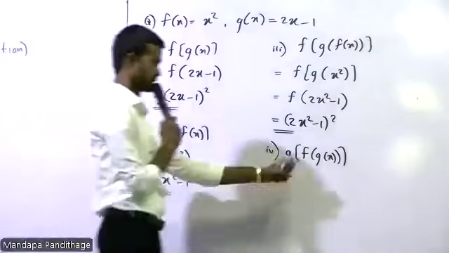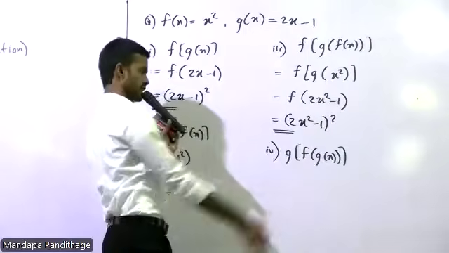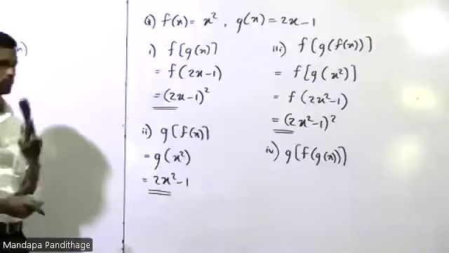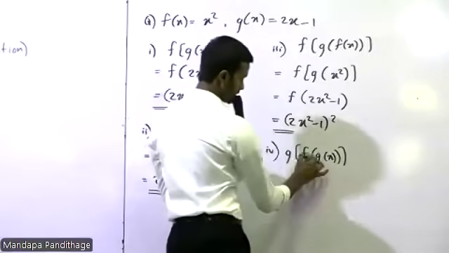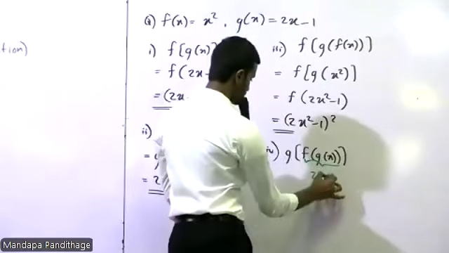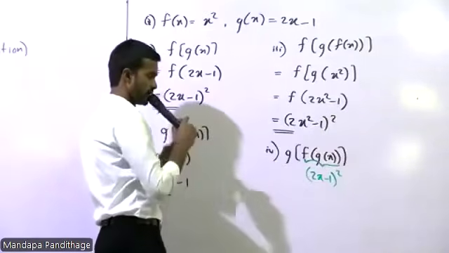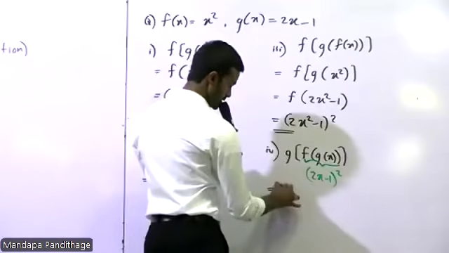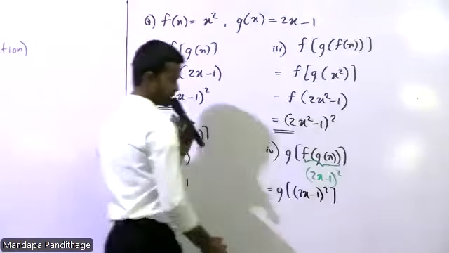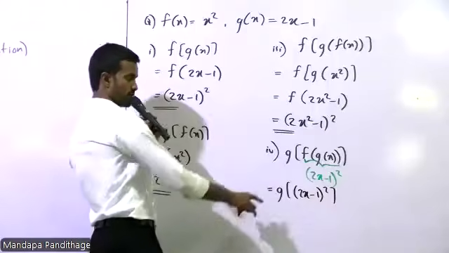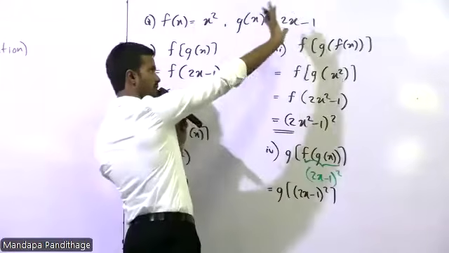I want you to do this one alone. You can directly take this answer, which is better since you have already taken f of g of x. So here you can directly import this answer. f of g of x I'm taking from the first one, that it is equal to (2x minus 1) squared. So what we got here is g of (2x minus 1) squared. Here it's clear what g of x is. It's 2 into x minus 1.